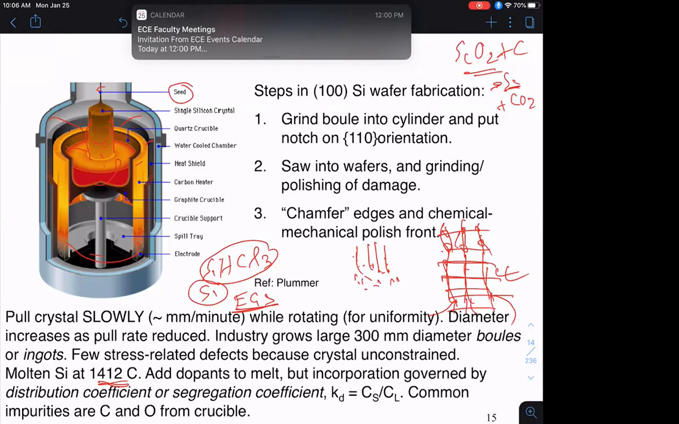And then you ultimately get what's called a boule or ingot of silicon, which looks like a cylinder. Okay. That's meant to be a cylinder. Yeah. My artistic skills are very creative, as you can see.